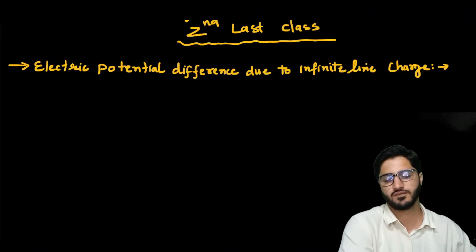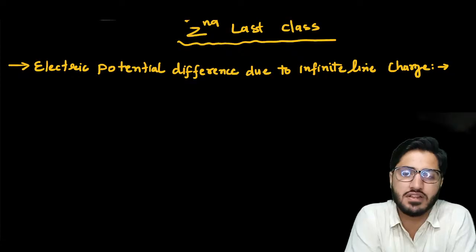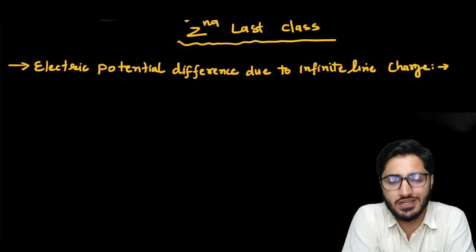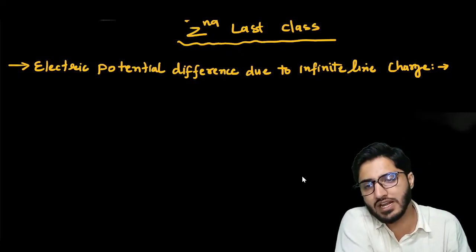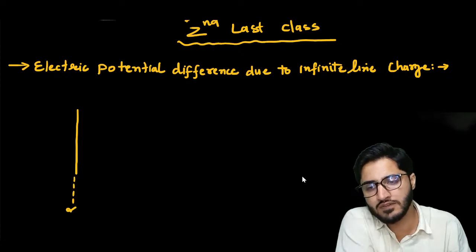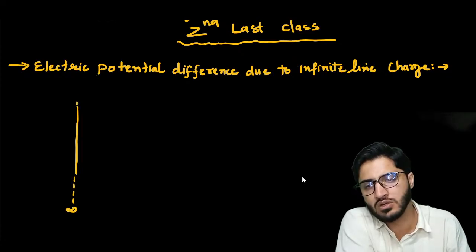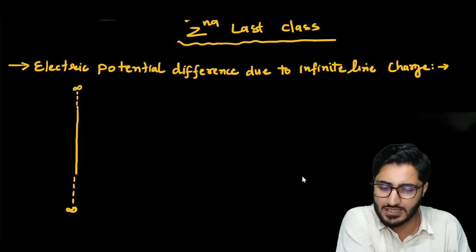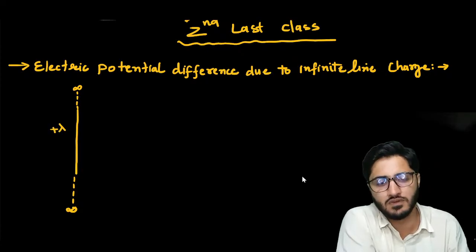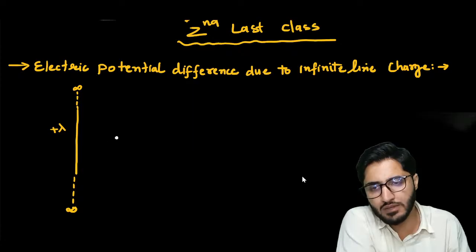Okay. So as you can see on the screen, I have written it: electrical potential difference due to infinite line charge. As we all know, an infinite line charge means we have a line like this, from infinity to infinity, with some charge density plus lambda. Okay, if this is point A and the distance between point A and the wire is R1.